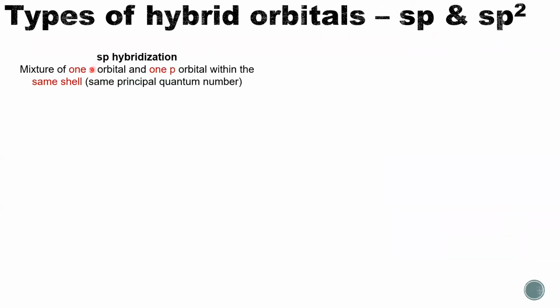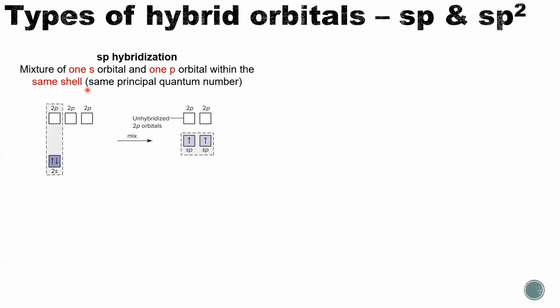The sp hybridization mixes one s orbital and one p orbital within the same shell, the same principal quantum number. So for example, if we have beryllium chloride, so we have one beryllium and two chlorine, it's a linear shape, and then we need 2 orbitals, right? So for 2 orbitals, we have 2s and 2p, mix them together to have 2 sp orbitals.